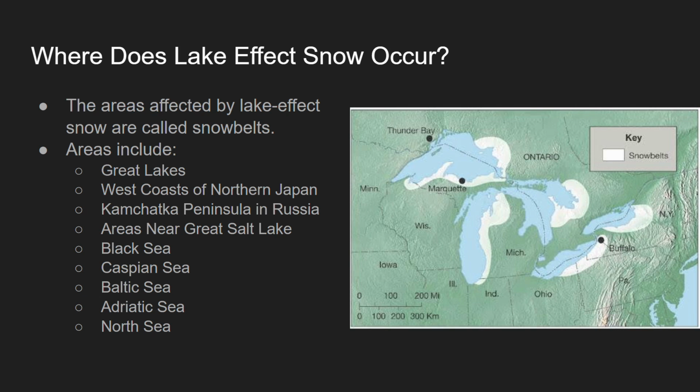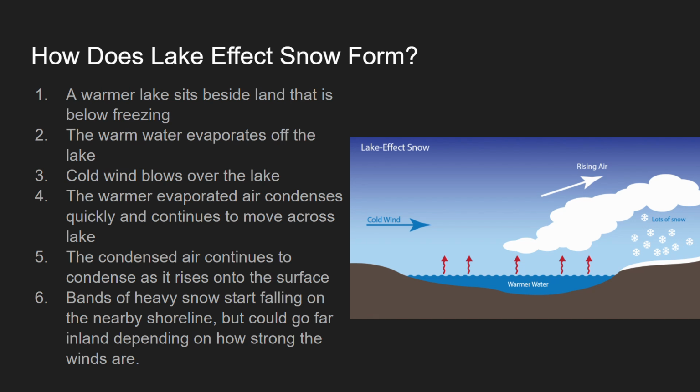And let's go into how lake effect snow occurs over those warm bodies of water. So, let's go through the 6-step process that should give you the gist of how lake effect snow occurs, and there is this image on the right that should give you a gist of what's going on as I'm talking through it. So, step 1 is a warmer lake sits beside land.